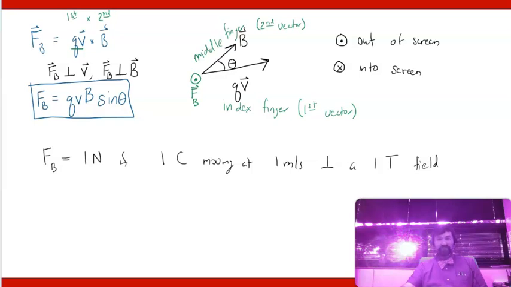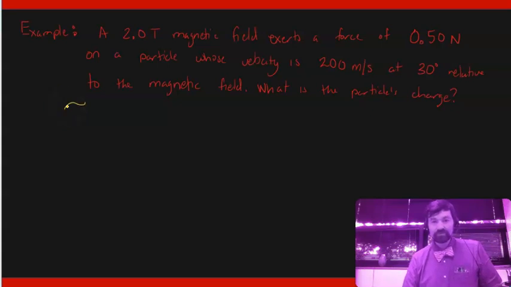So I've defined for us what the magnetic field is. I've done some simple force on charged particles. Let's close with a quick example. All right, so we have an example, a 2 Tesla magnetic field exerting a force of half a Newton on a particle whose velocity is 200 meters per second at 30 degrees relative to the magnetic field. We want to know the particle's charge.